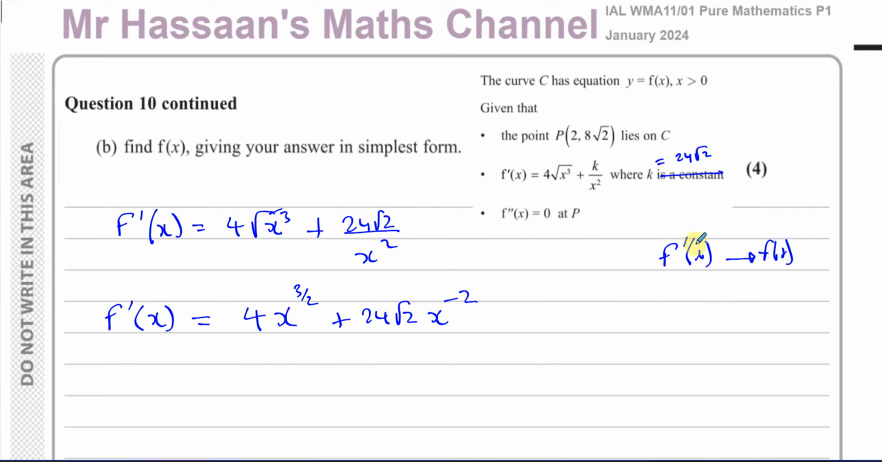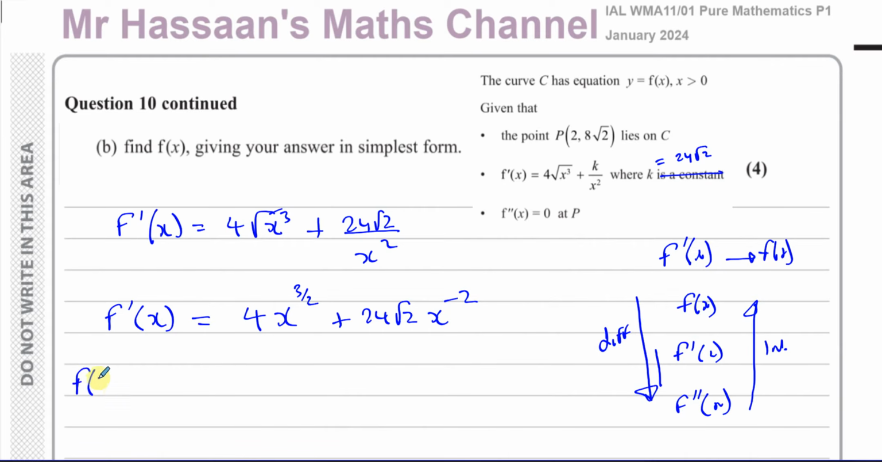Okay, so here we have to integrate. Remember, we have f of x. If you differentiate that, you get f dash of x. If you differentiate that, you get f double dash of x. If you want to go this way, you have to differentiate, and that's what we did. We went from there to there, last question. But if you want to go this way, we have to integrate. So if you want to go from f dash of x to f of x, we have to integrate this.